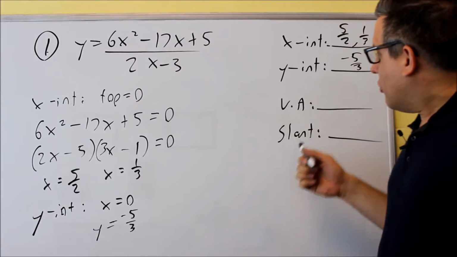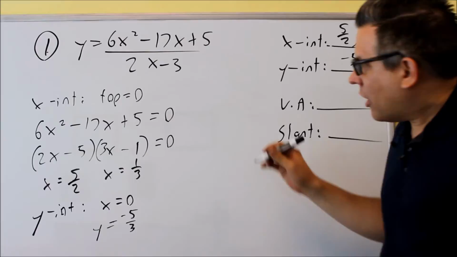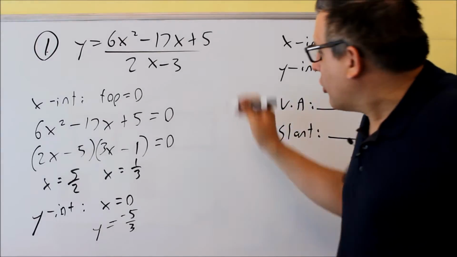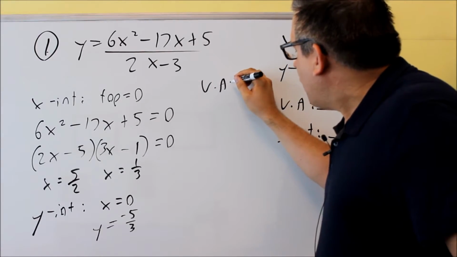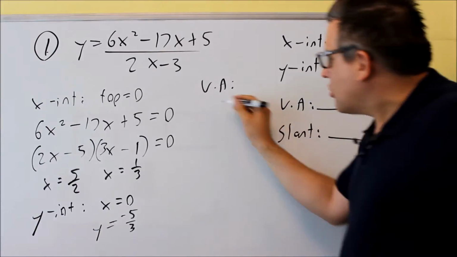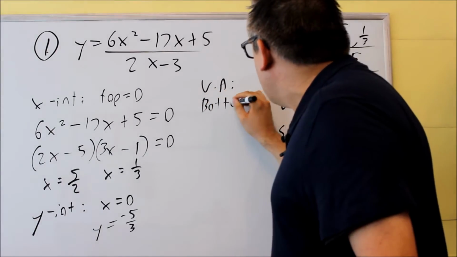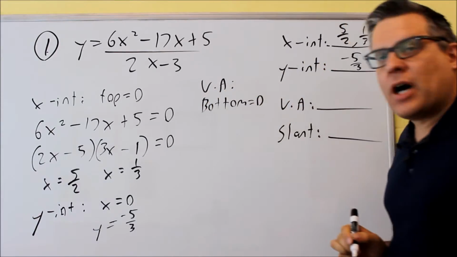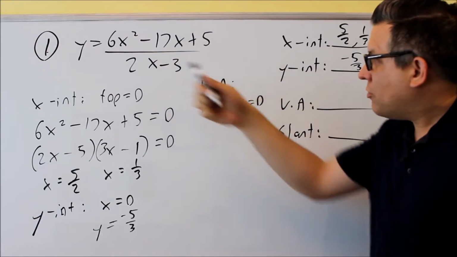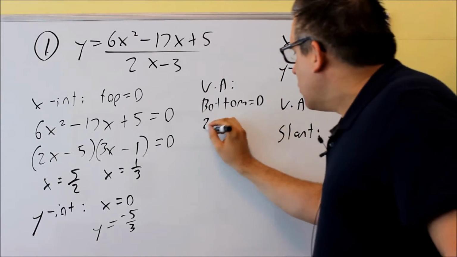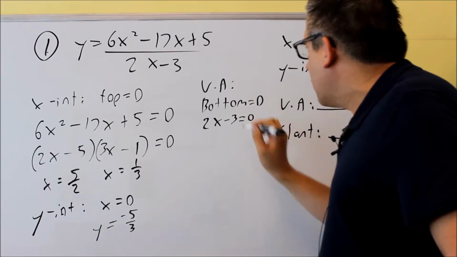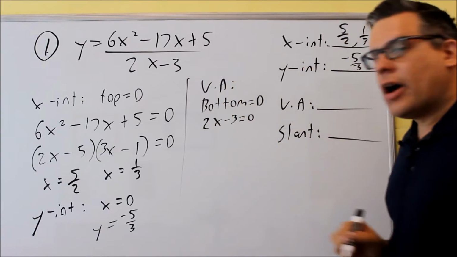Alright, so now I'm ready to do the asymptotes. The VA represents vertical asymptote. For the VA, what you're going to do always is take the bottom and set the bottom equal to 0. So the bottom is going to be 2x minus 3. So we're going to do 2x minus 3 and set that equal to 0.